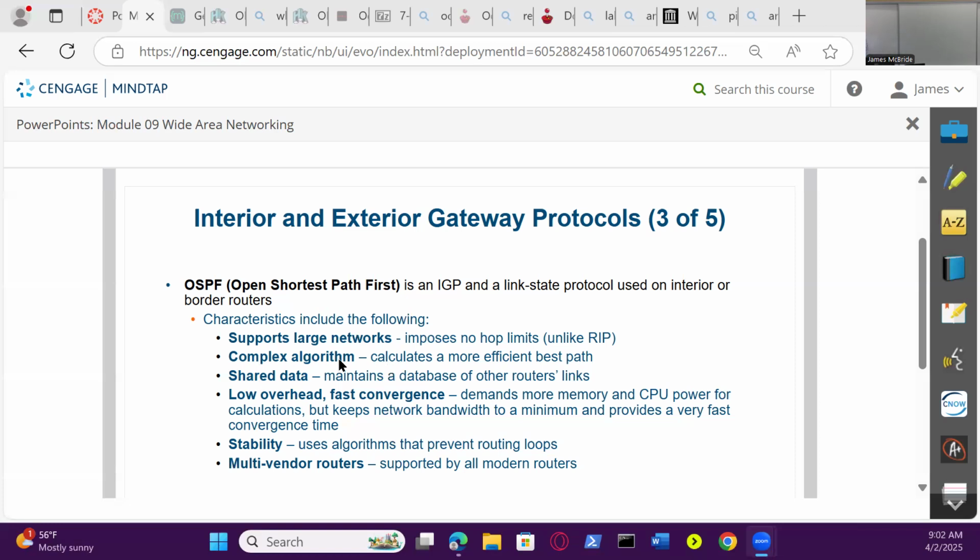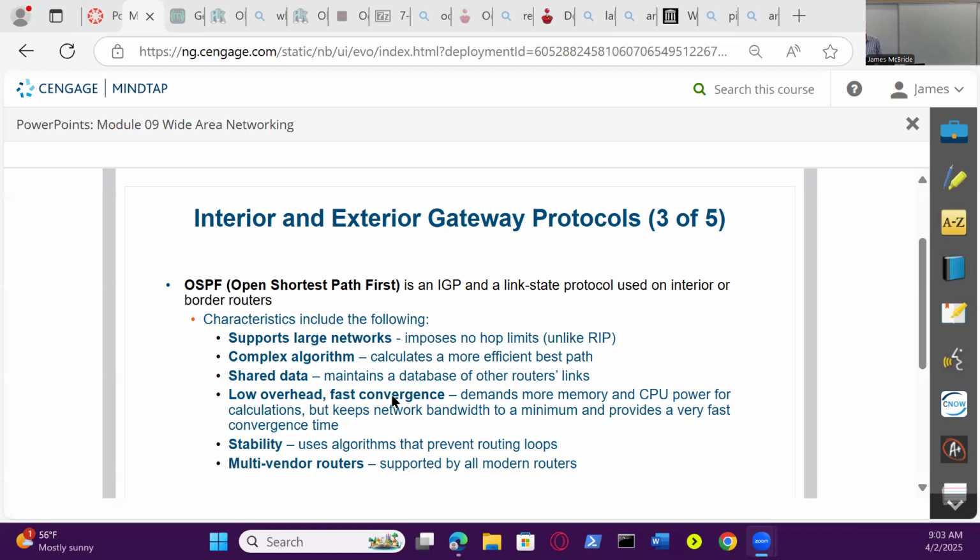It has a complex algorithm, or a complex way to calculate the most efficient best path. So it doesn't just say how many hops, which is what RIP does. RIP is the easiest to understand and know, but it just basically looks and says, how many hops to that? 7. Oh, well, that's longer than 4. So we'll use 4 hops. So OSPF is using a more complex algorithm to figure that out. Shared data maintains a database of other router links. Low overhead, meaning that it's still pretty slim. You're not saving a lot of data in that.